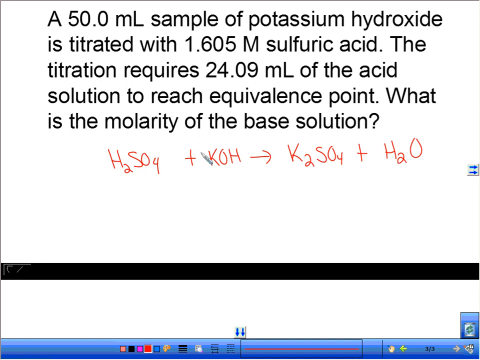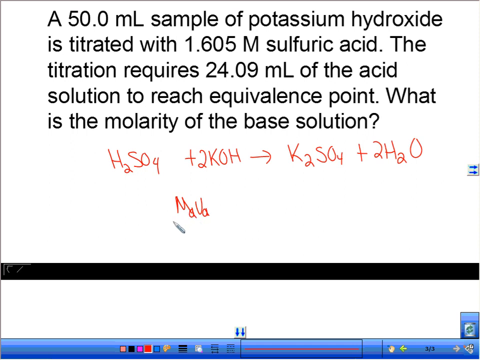And to balance this one, you would put a 2 here and a 2 here, and there's my nice balanced equation, which is the first step that you need to do when doing these problems. And then you're basically going to be filling in this formula. Here I'm trying to do a dilution problem.